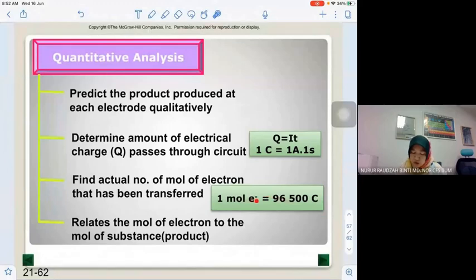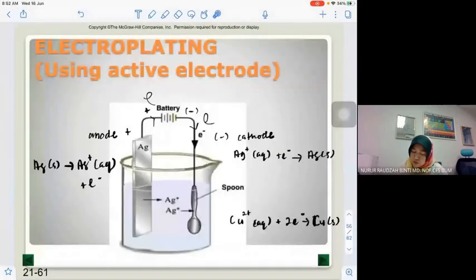If we have 1 mole of Ag solid that is produced, we know that 1 mole of electrons is transferred. So if we have 1 mole of this Ag solid produced, it means the charge flowing is 96,500 coulombs. If less than 1 mole, then we need to calculate the ratio.